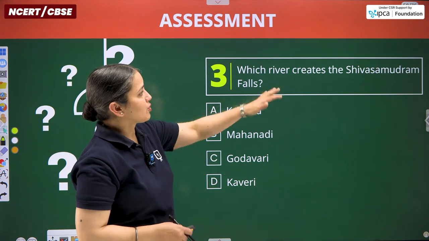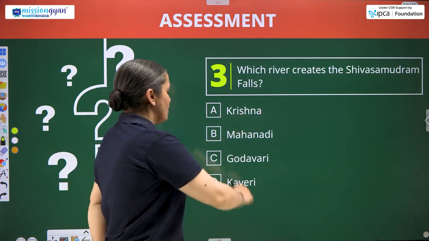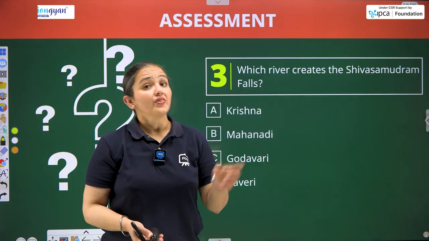Last question for the day, which river creates the Shiv Samudram Falls? So it is Kaveri.